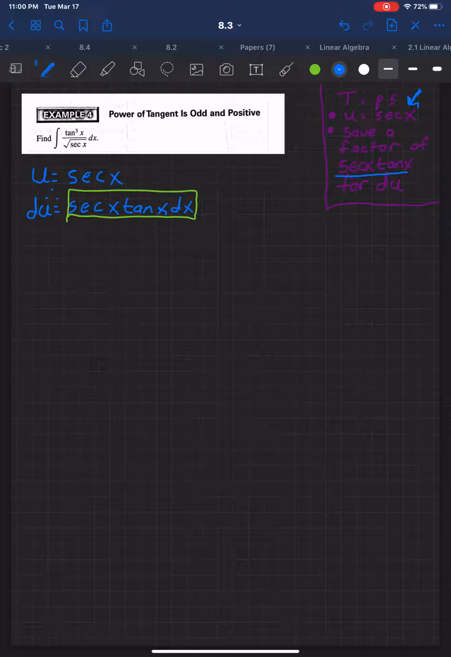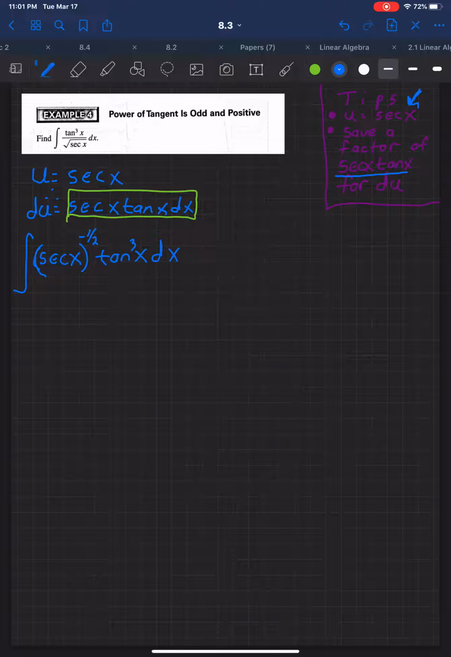All right, now, so let's go ahead and rewrite this. As of right now, I'm going to write example 4. I think you'll understand this. The square root of secant would be secant to the power of 1/2, but I'm going to bring it up to the numerator, and so that's secant of x to the power of negative 1/2, and I still have my tangent cubed of x dx.